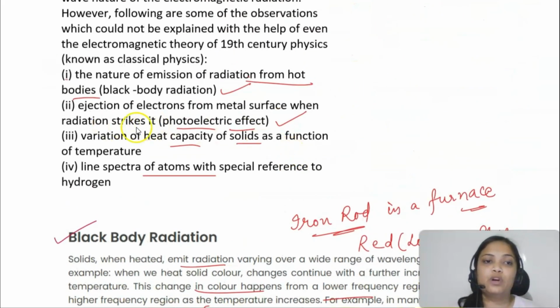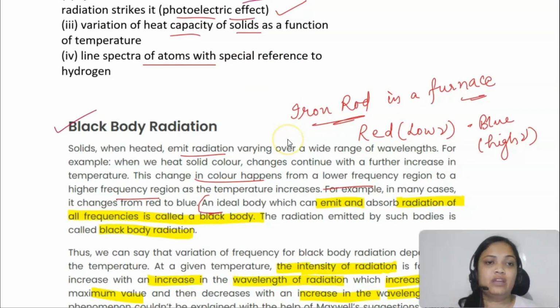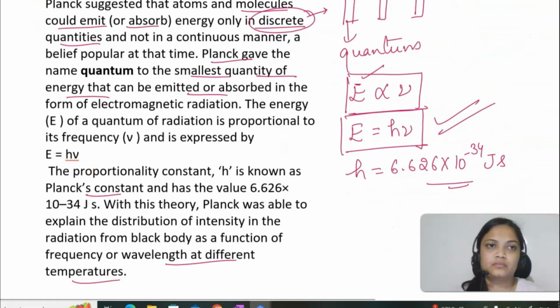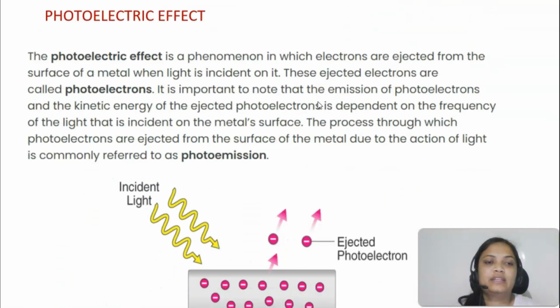Now the second point was the ejection of electrons from a metal surface when radiation strikes it. That is the photoelectric effect. Now let's see what the photoelectric effect is. So let's see the photoelectric effect, students.